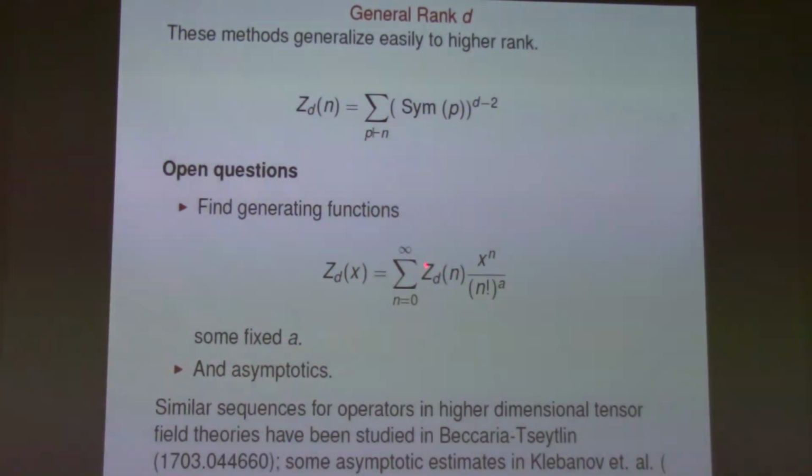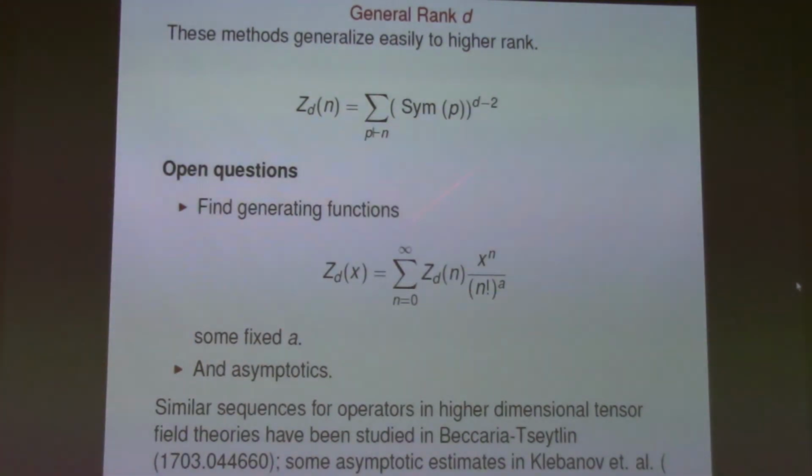So in order to build a generating function, you may want to divide things out by n factorial to some power or something. And then you want to know what kind of function this is. So that's a very nice question. If you have an idea how to compute this, I think it would be interesting. And using these generating functions, one would like to find asymptotics of these numbers.